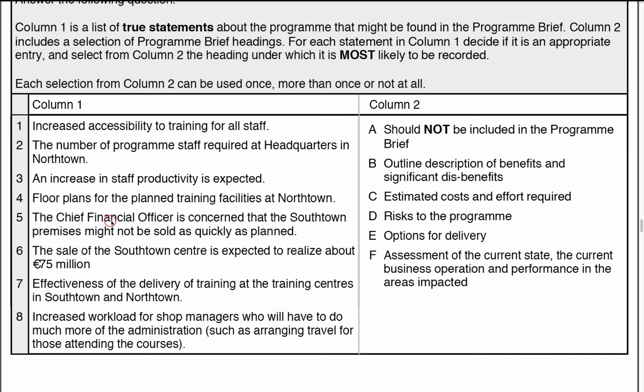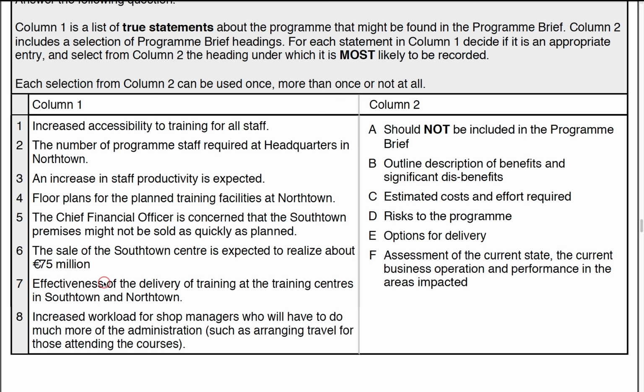5. The CFO, Chief Financial Officer, is concerned that Southdown premises might not be sold as quickly as planned. Well, of course, that concern is raising a risk here on the fact of the sale might not be when expected. So this has to be raised as a risk and will go under the letter D. The sale of Southdown is expected to realise about 75 million. Well, once again, this is looking at any benefit we might get out of here, so 6 is going to be the letter B. It's obviously a benefit that realising that money.